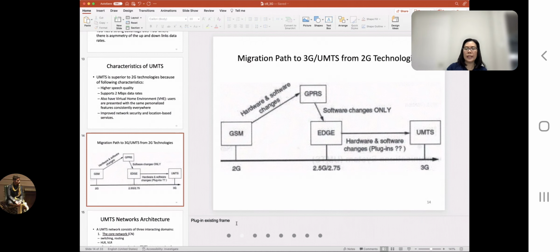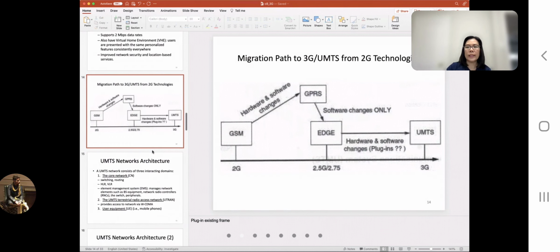And I could not find the original file that he gave to me to change this, so I only got a screenshot of this in the slide. But the question mark here is the existing frame. All right. So to go from 2G to 3G, we need both hardware and software changes.